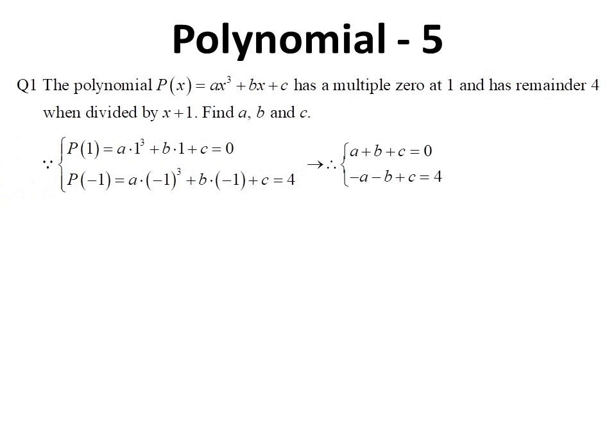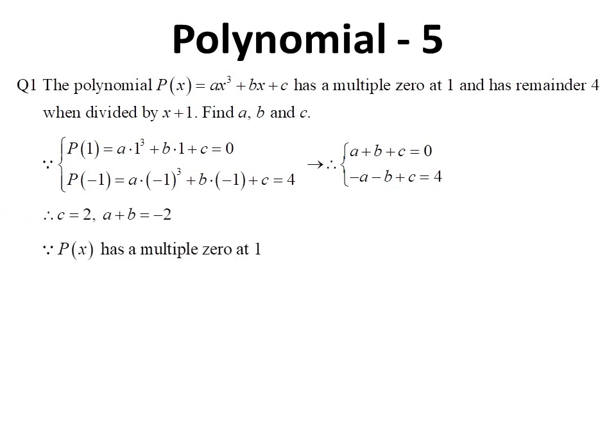According to the remainder theorem, the values of 1 and negative 1 are substituted into the variable of the polynomial p(x). In this way, two simultaneous equations are established, and we find c equals 2, a plus b equals negative 2.